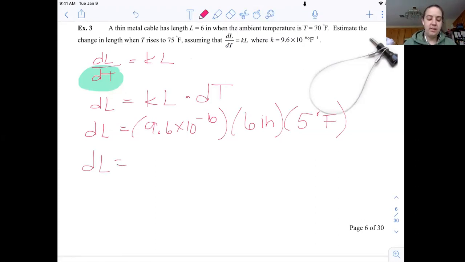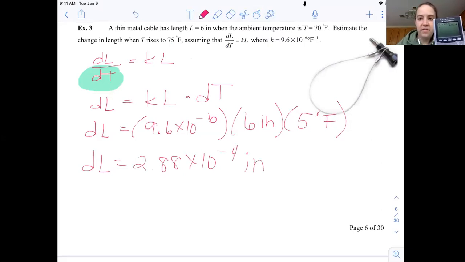is 9.6. Using my scientific notation, which is E. See the E? That button's right here on the comma. Second function, E, times 6 times 5. So that's what it looks like in my calculator. And when I multiply all those things together, I get 2.88 times 10 to the negative 4th. And the units here would be inches.